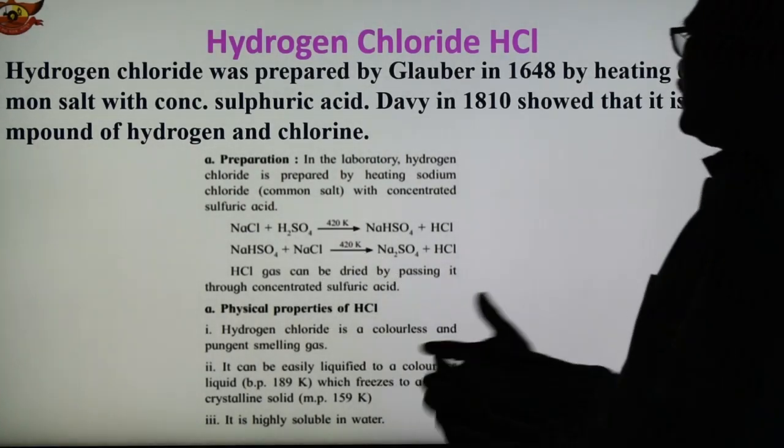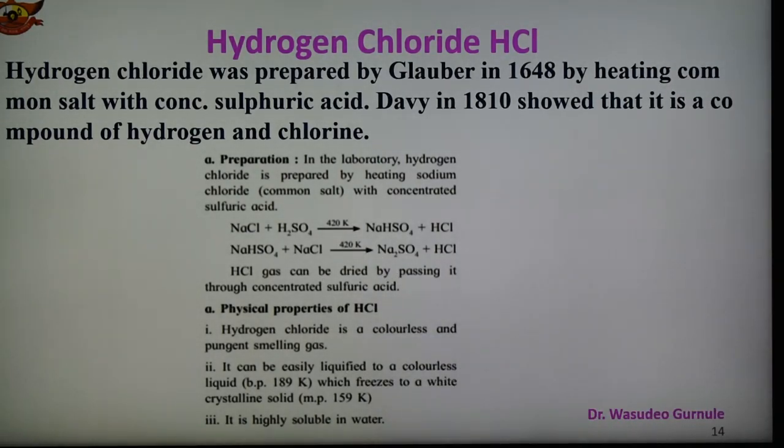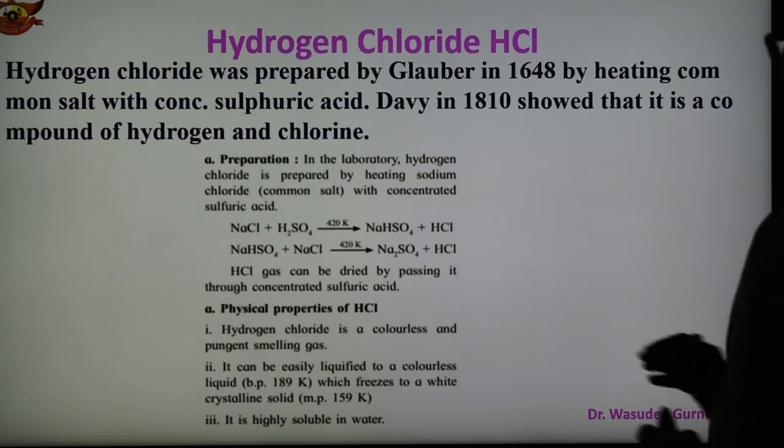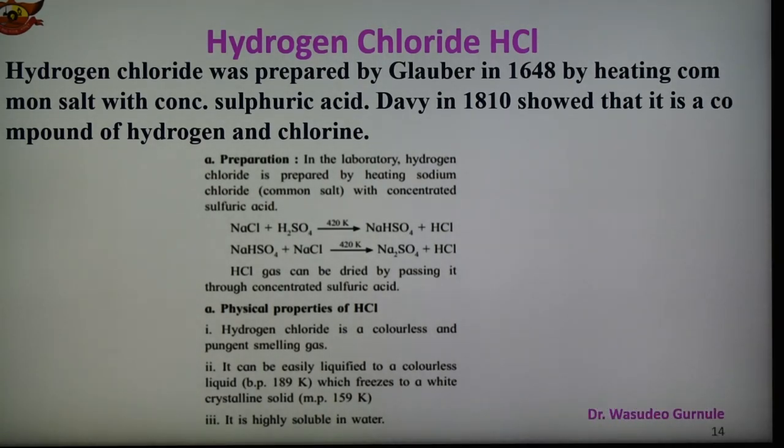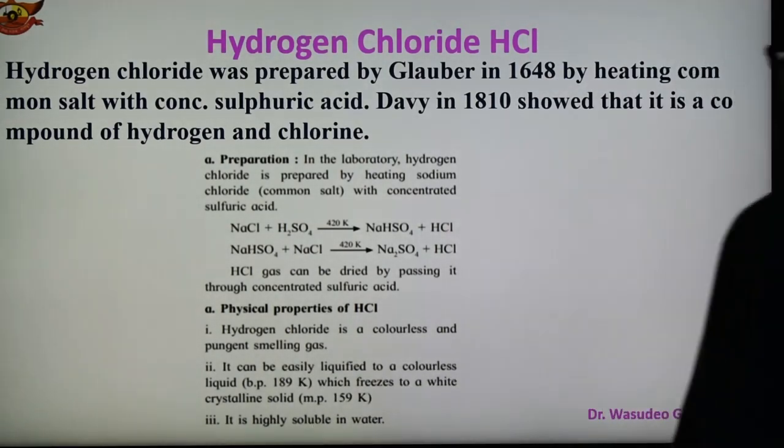Hydrogen chloride is a gas, and it can be dried by passing it through concentrated sulfuric acid. So this is one method of preparation of hydrogen chloride, HCl. This compound also has some physical properties. These are not so important, but we should know them, which is why some properties are given here. Hydrogen chloride is colorless and has a pungent smell. It can be easily liquefied to a colorless liquid, and its boiling point is 189 Kelvin and melting point is 159 Kelvin.